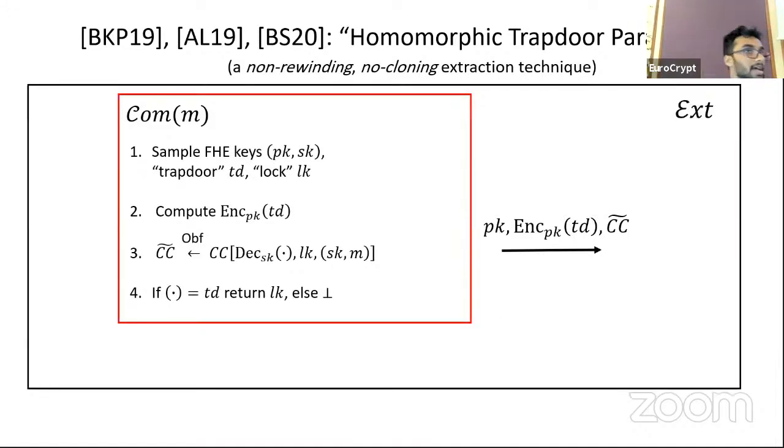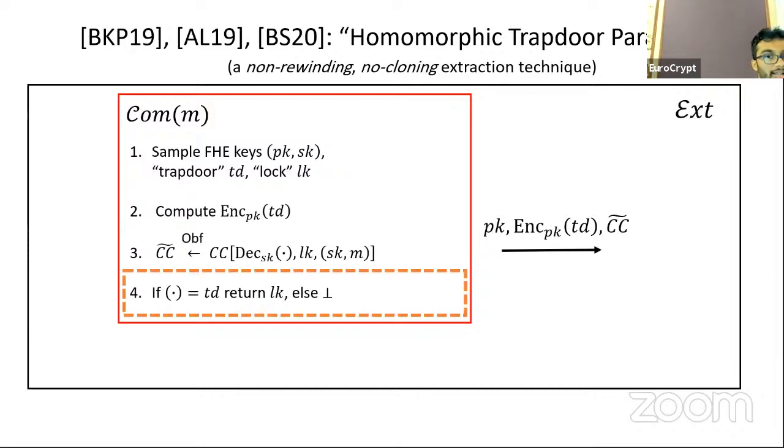Now, an extractor which has non-black-box access. By the way, this simulation technique makes use of a non-black-box technique. So we assume that the extractor has access to the code of the adversary. So an extractor which has non-black-box access to the committer can get the same triplet. Like a real-world receiver, it cannot guess what the trapdoor is, but what it can do is run this fourth step of the committer under the hood of FHE.